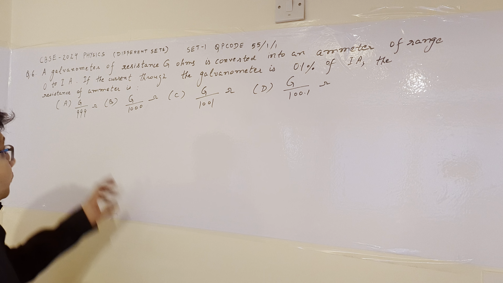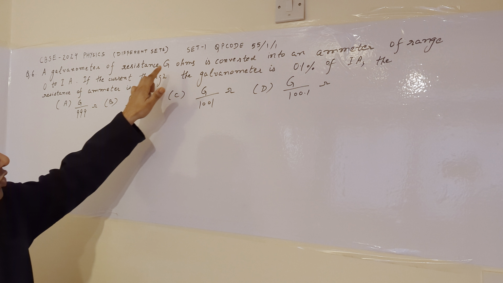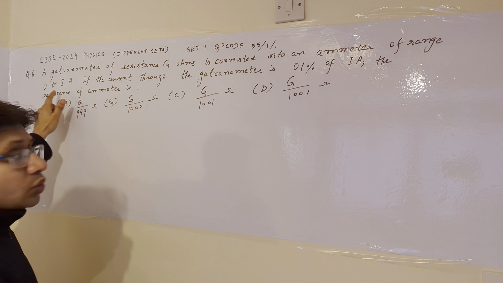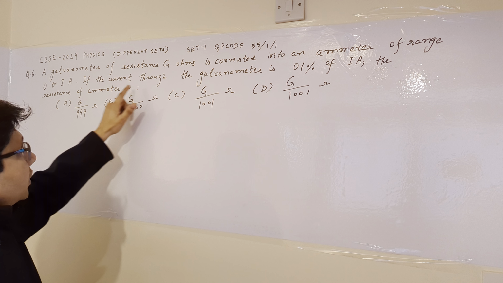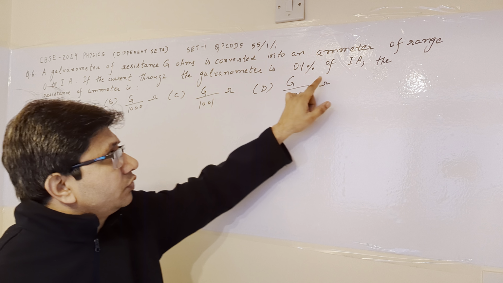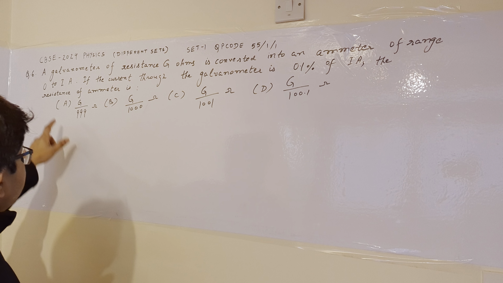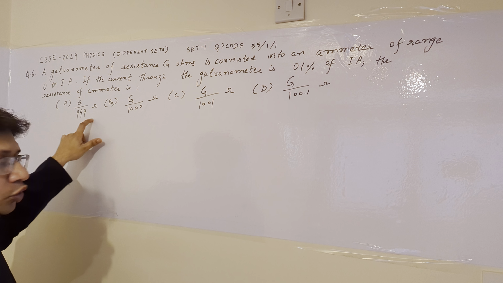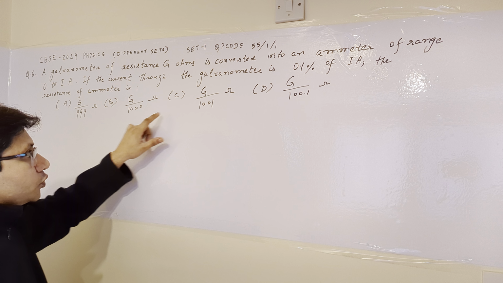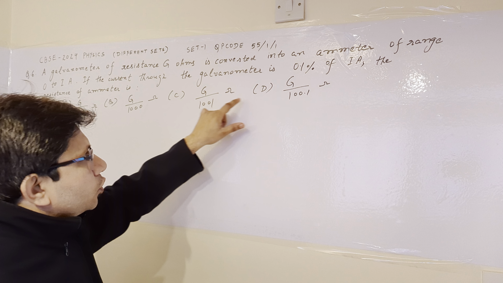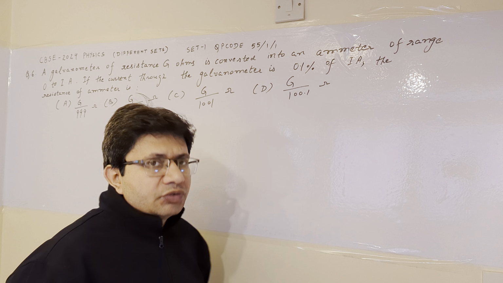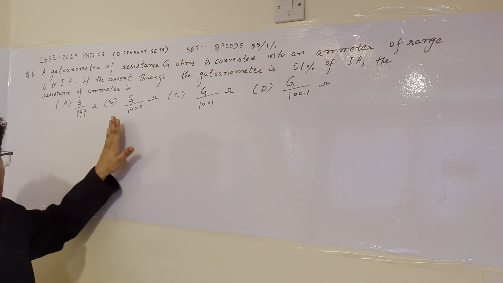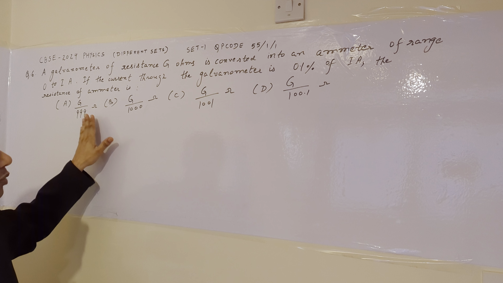Now I am reading the question. A galvanometer of resistance G ohms is converted into an ammeter of range 0 to I ampere. If the current through the galvanometer is 0.1% of I ampere, the resistance of the ammeter is: option A, G upon 999 ohms; option B, G upon 1000 ohms; option C, G upon 1001 ohms; and option D, G upon 100.1 ohms. So the problem is based on the particular instrument which is known as the ammeter.